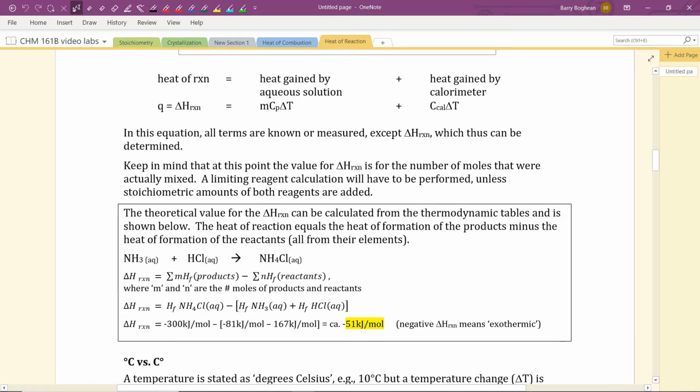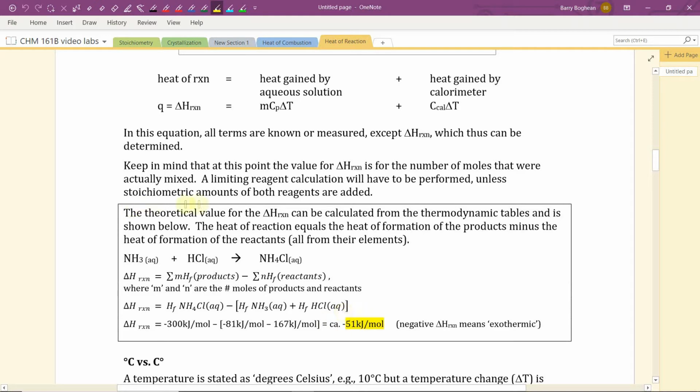We will take our experimental value for the heat of reaction and adjust it so that it's on a molar basis per 1 mole of ammonium chloride formed. And we'll compare it to the theoretical value, literature value of minus 51 kilojoules per mole.